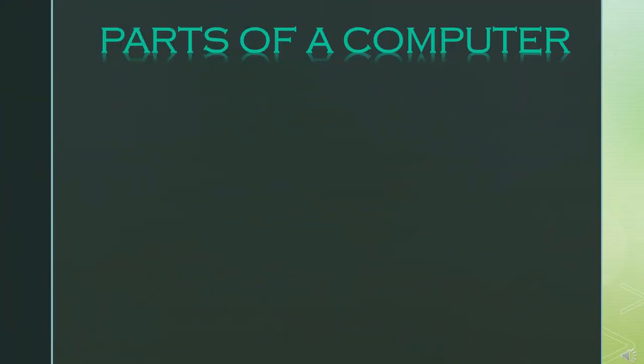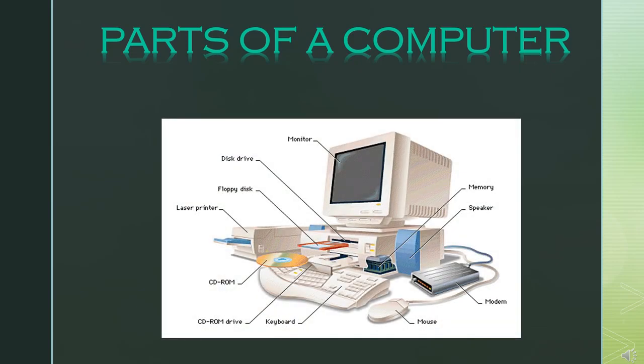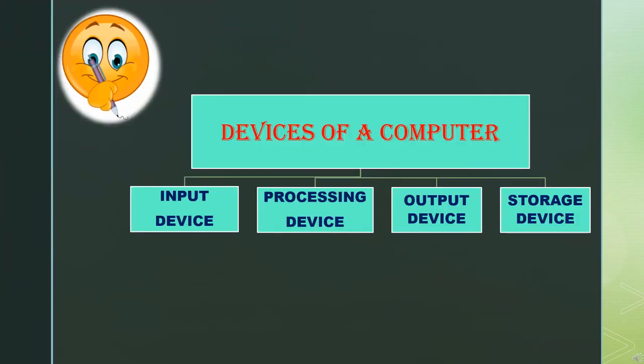To understand the IPO cycle, we need to know about the different parts or the different devices which are attached to the computer. If I share this image with you, what would be your reaction? You'll be confused? Is this fine? Okay. So a computer system is made up of 4 types of devices. They are input device, processing device, output device, and storage device. These devices are connected to each other with the help of wires, and a computer performs various tasks with the help of these devices.